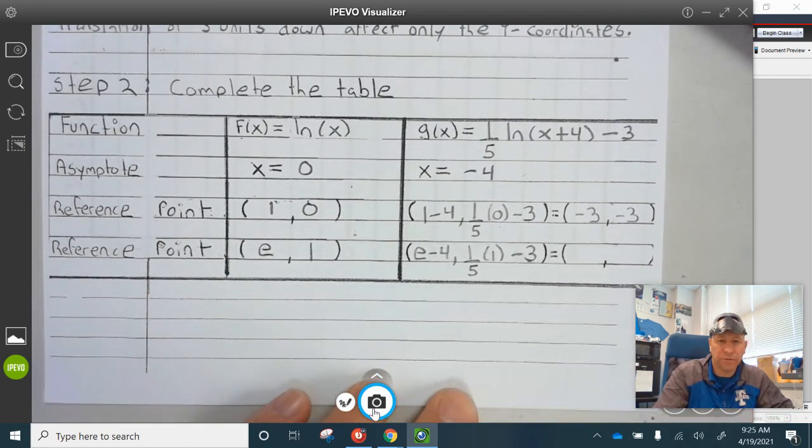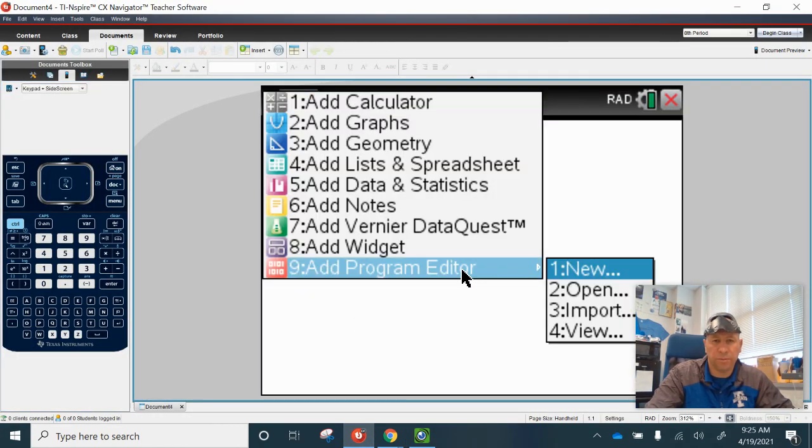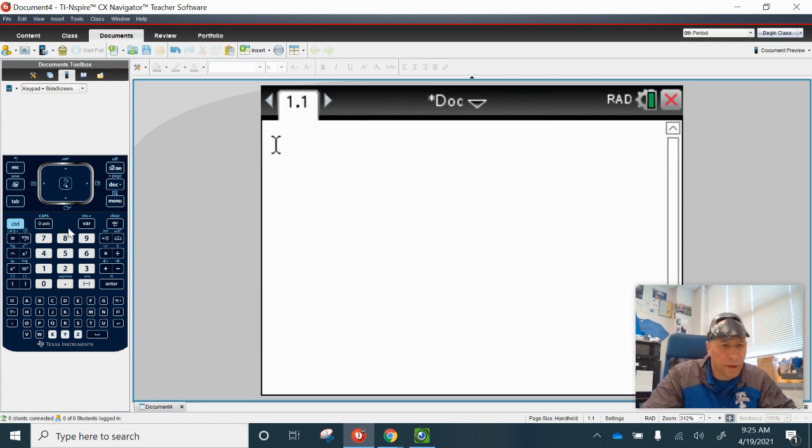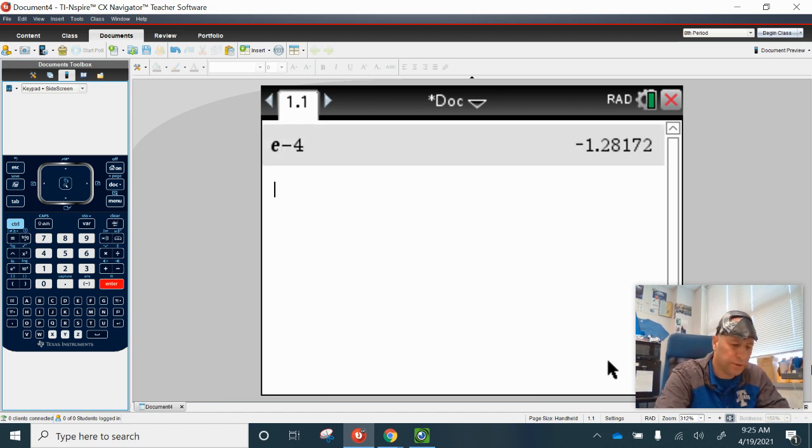Now we have e - 4, so to calculate that, we need to go to on, new document, no, add calculator, and then we're going to find the e button, which is right here, get rid of the exponent portion, and then minus 4, you get -1.28, let's just say -1.3.